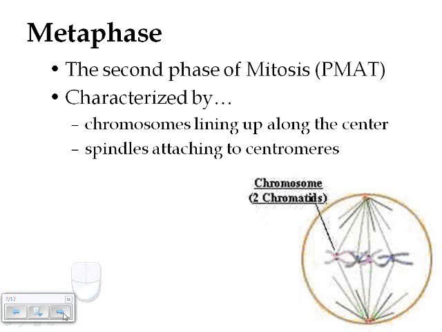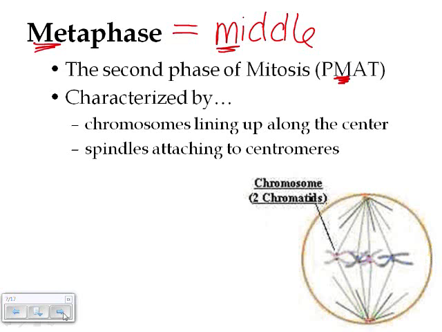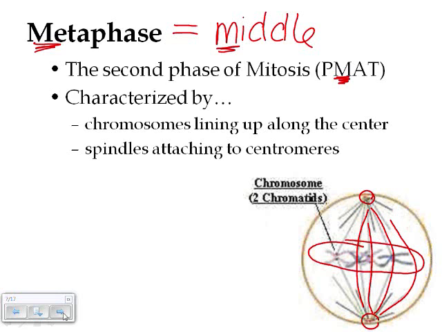Metaphase, our second step. I typically keep meta in mind because meta is middle. And in metaphase, the chromosomes line up in the middle of the cell. Here are our centrioles. These fibers that you kind of see, those are those spindles.